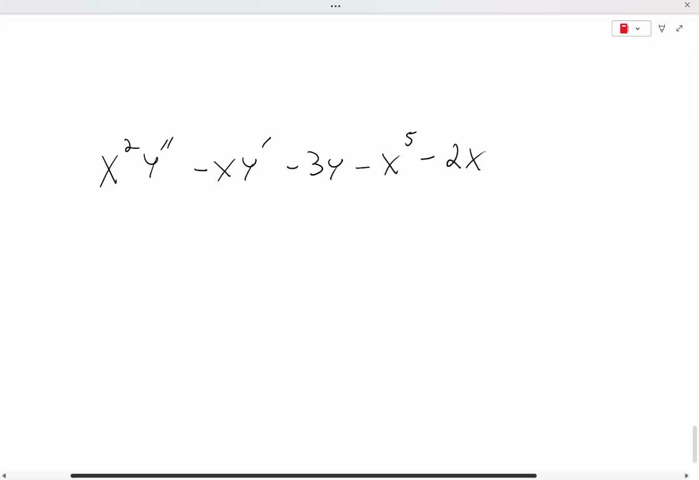Now this is a bit messier because you notice the coefficients are not constants anymore in this one, right? But it's still a second order linear equation. It's still linear, but it's just not constant coefficients. It turns out I can actually use variation of parameters even when you don't have constant coefficients.